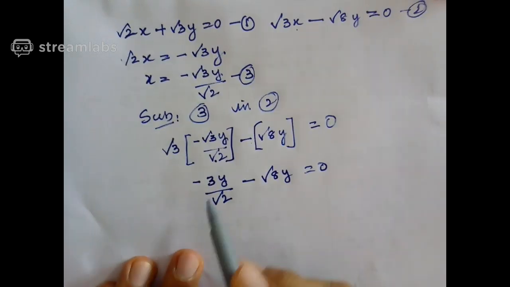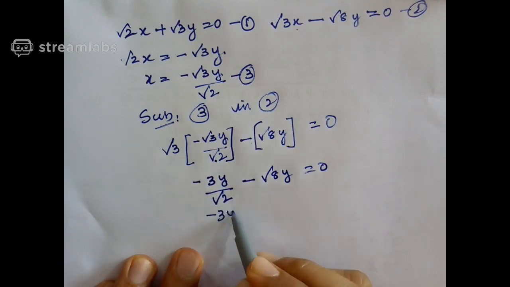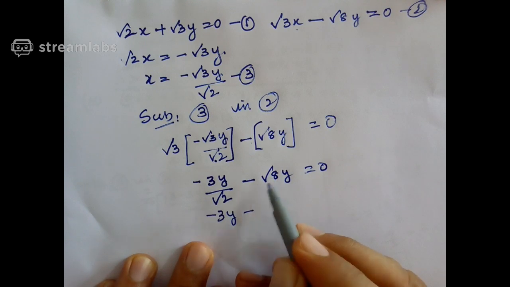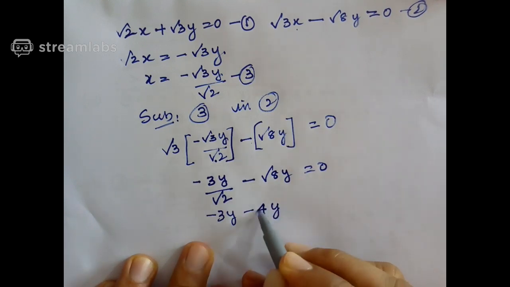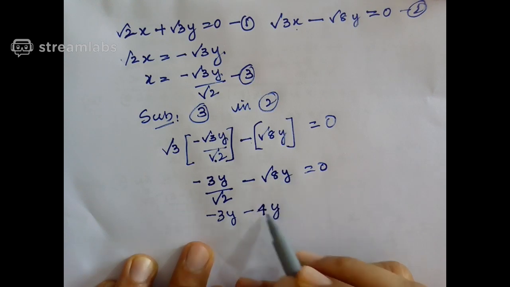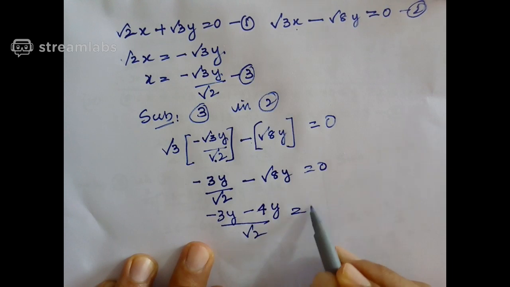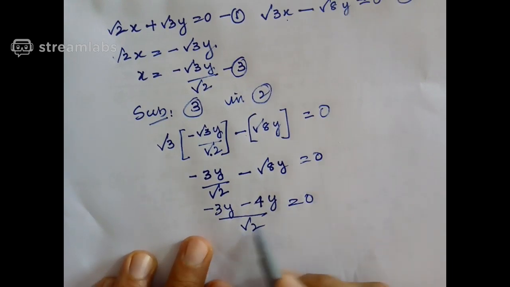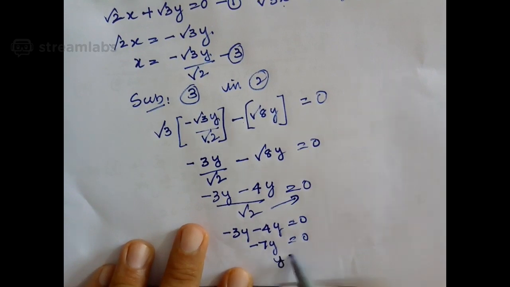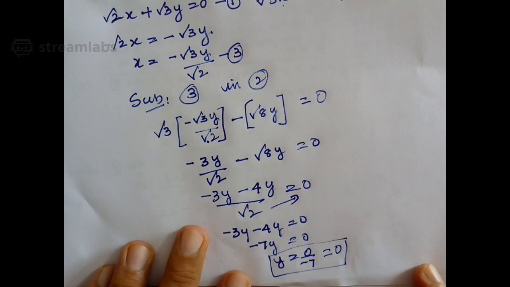Correct? Then minus 3y minus, take the LCM, root 8 into root 2 is root 16, which is 4y. Am I right? Root 2 into root 8, root 16. Root 16 is 4y by root 2 is equal to 0. Then root 2 goes that side, that is minus 3y minus 4y is equal to 0. Minus 7y is equal to 0. Then what is y? 0 by minus 7 is 0. Y is equal to 0.